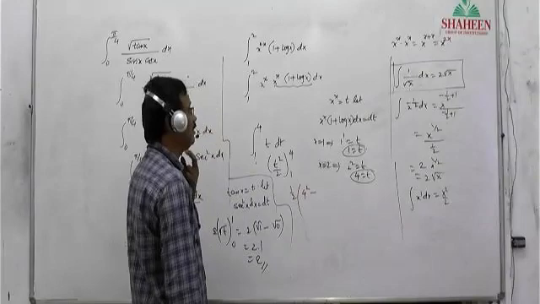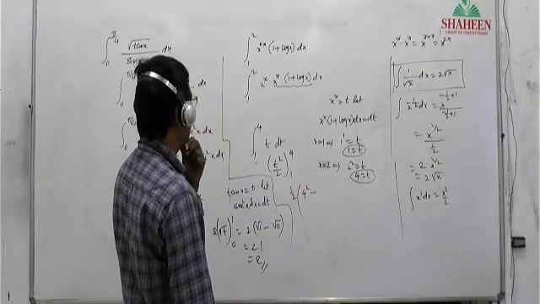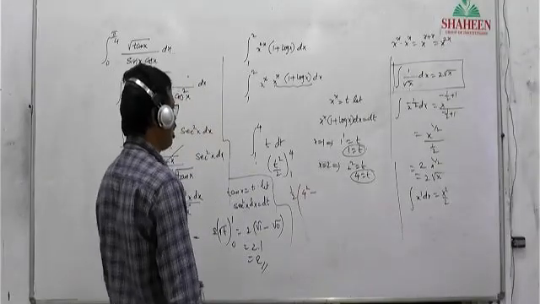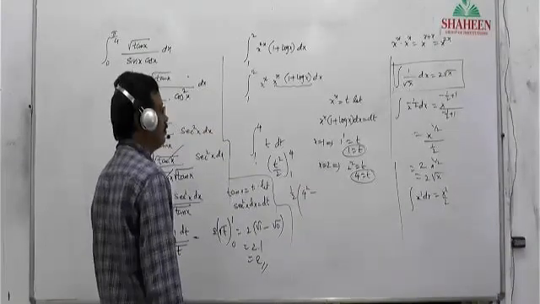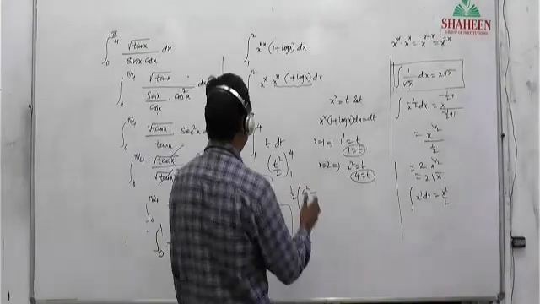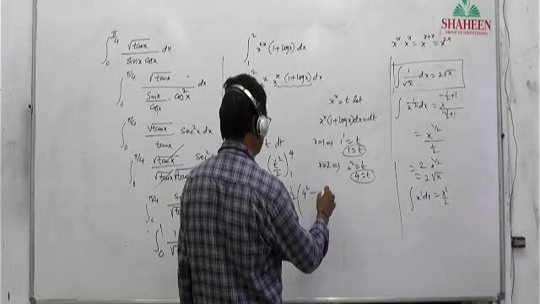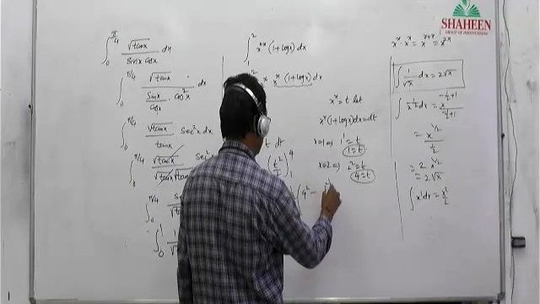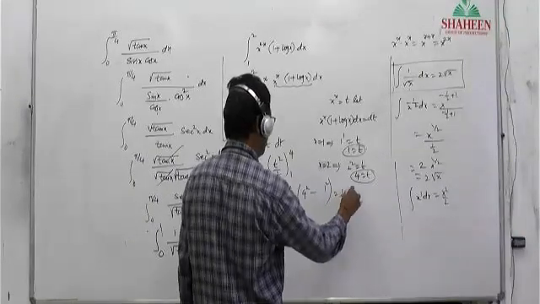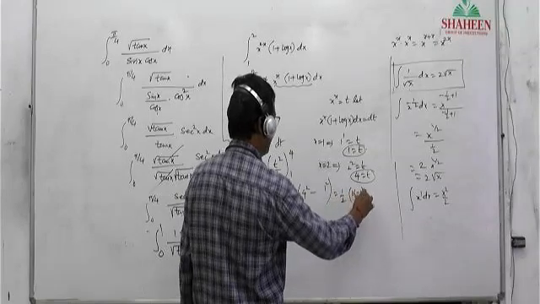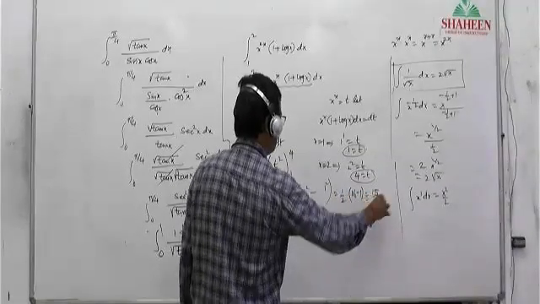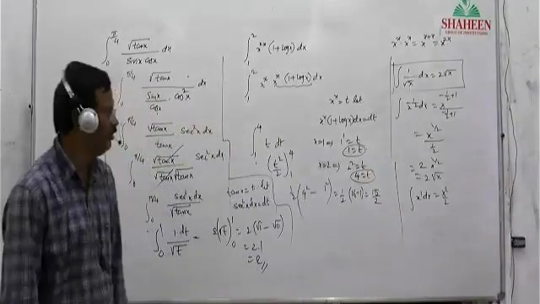Okay, is it correct? And keep the lower limit 1. Okay, this is 1 by 2 times 16 minus 1. How much? 15 by 2. Is it okay, all of you?